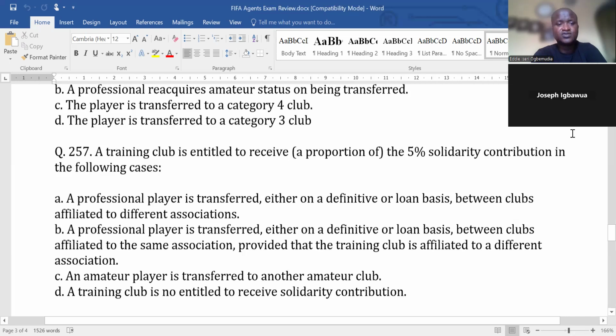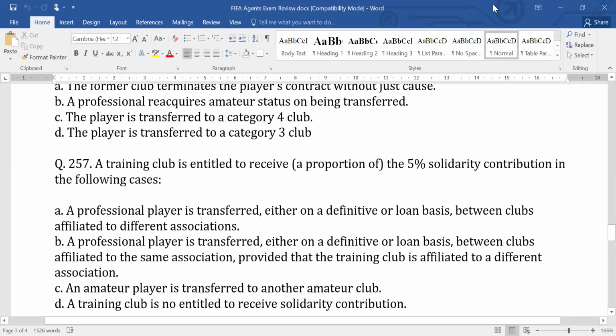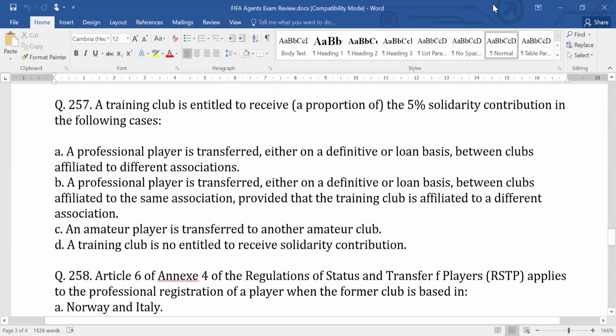All right. 257. A training club is entitled to receive a proportion of the 5% solidarity, that's the first question we had this morning, in the following cases. A, a professional player is transferred either on a definite or a loan basis between clubs affiliated to different associations.